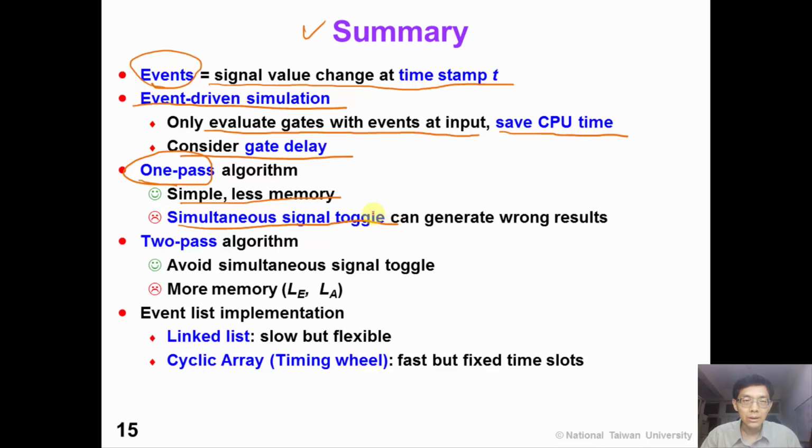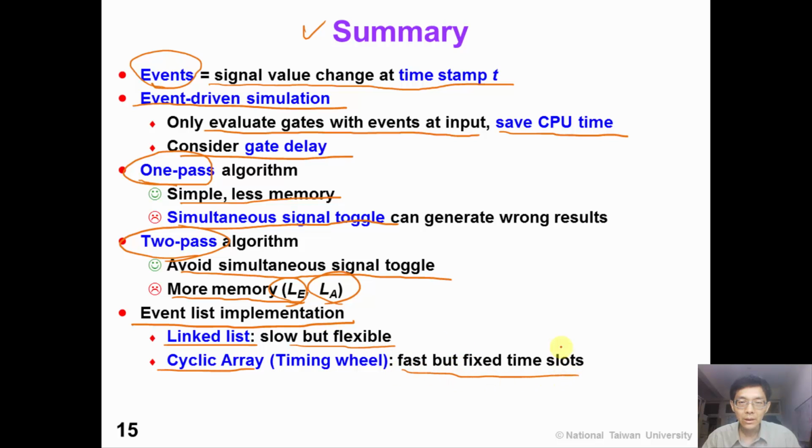However, the simultaneous signal toggle problem can generate wrong output. So we move on to the two-pass algorithm. It avoids the simultaneous signal toggle problem, but it consumes more memory for event list and activity list. Finally, the data structure of event list can be linked list or cyclic array. Linked list is slow but flexible. Cyclic array is fast but the number of time slots is fixed.